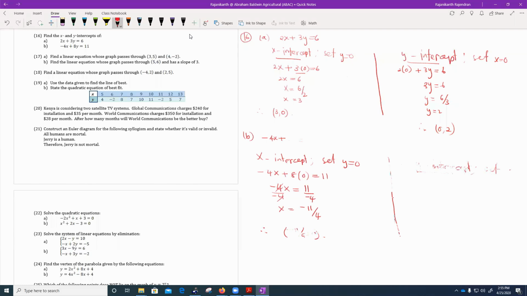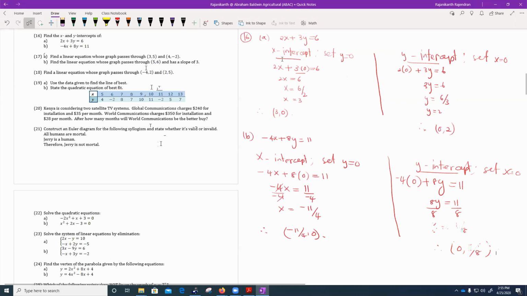To find the y-intercept, I'm setting x to 0 again. If x is 0, you get negative 4 times 0 plus 8y, so it should be 11. Now this is 0, therefore 8y is 11. Divide by 8 on both sides, and you get y is 11 over 8. Therefore the y-intercept is (0, 11 over 8), right? (0, 11 over 8). So that is problem number 16.